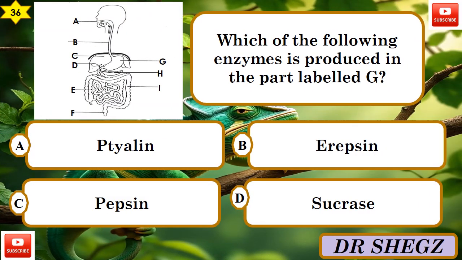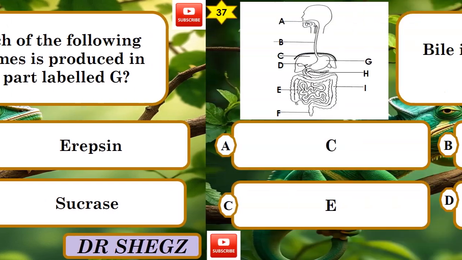Which of the following enzymes is produced in the part labeled G? What's the part labeled G? This is the part labeled G, and this is the stomach. So which enzyme is produced in the stomach here? Pepsin. So pepsin and renin are produced in the stomach.